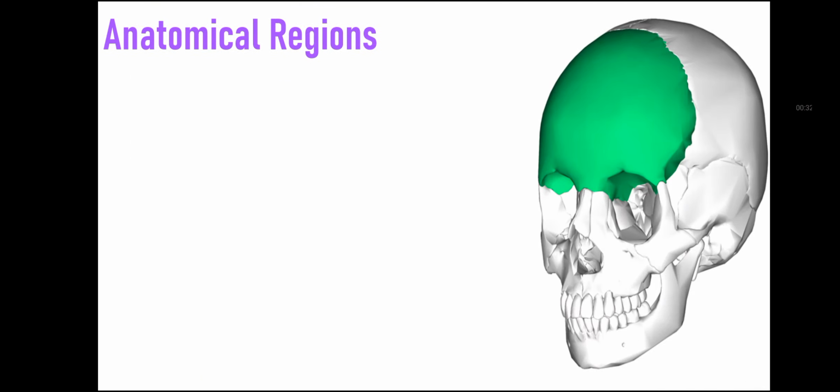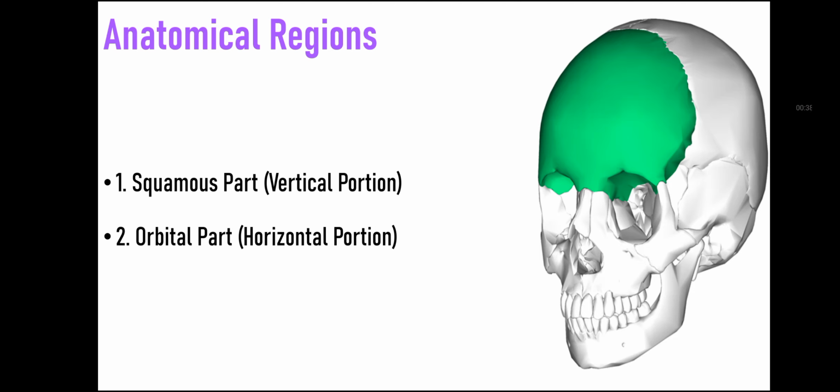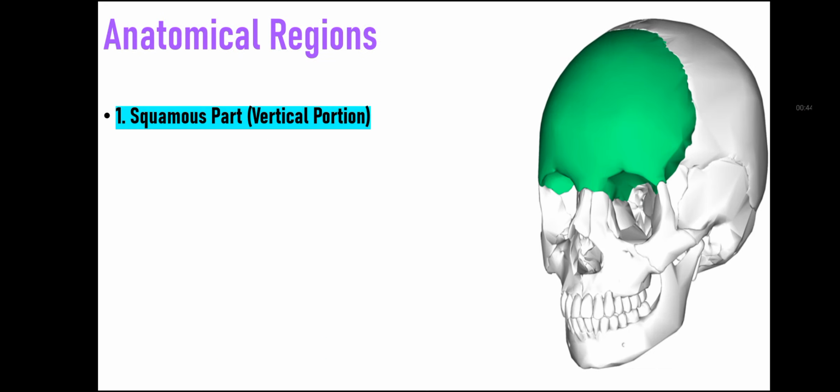Now let's talk about anatomical regions of frontal bone. It has the squamous part, that is the vertical portion, the orbital part, that is the horizontal portion, and the nasal part. So let's talk about them one by one. First we will talk about the squamous part, that is the vertical portion of frontal bone.